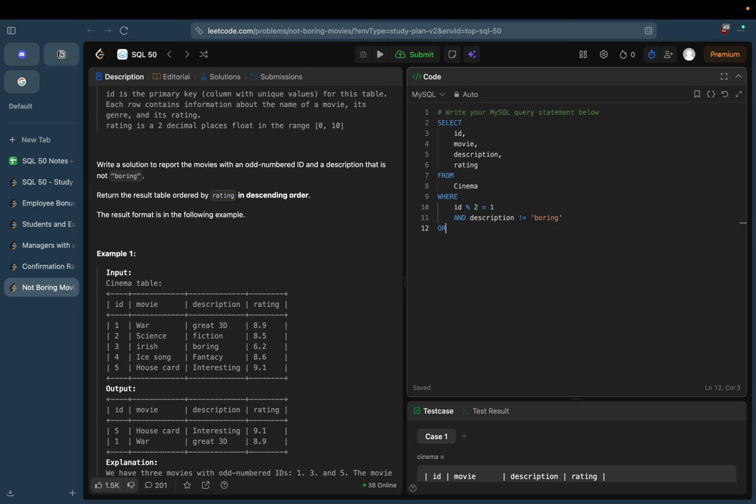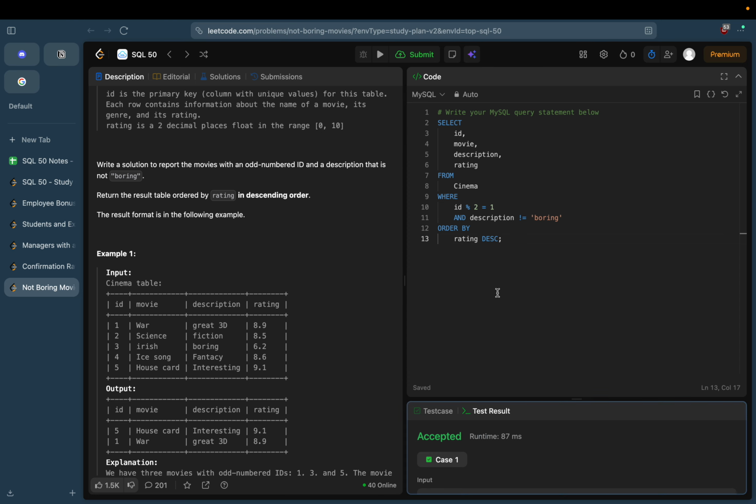And we want to order the results by rating in a descending order. Looks good to me. Let's give it a shot. Alright, the test case is accepted. Let's submit it and try it out.